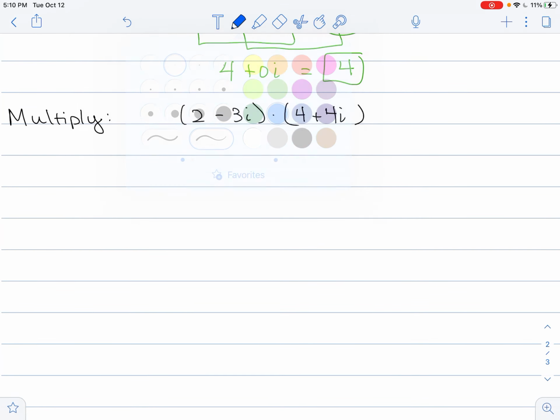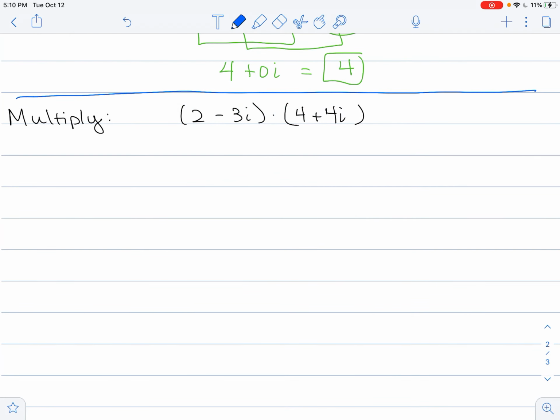And then the last one, when we multiply, this looks just like when we have two binomials being multiplied. So we're still going to use foiling to distribute this. We go first: 2 times 4 is 8. The outer one is 2 times 4i, which is a positive 8i. The i stands for inner: negative 3i times 4 is negative 12i. And then we've got our last term: negative 3i times positive 4i gives me a negative 12i squared.